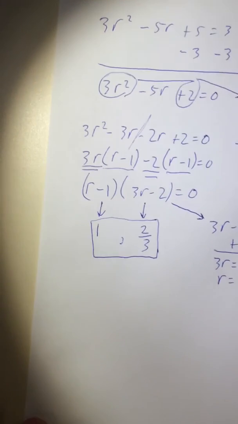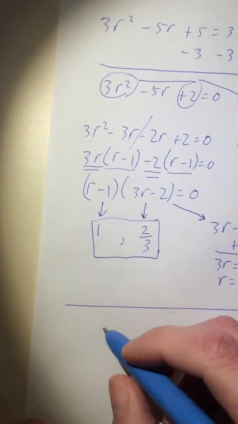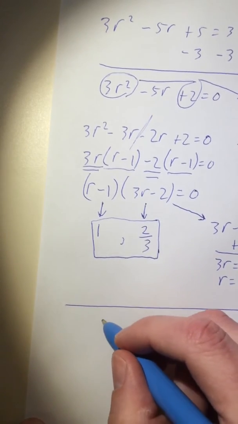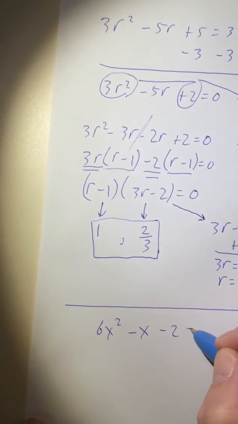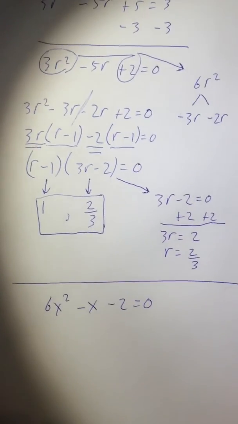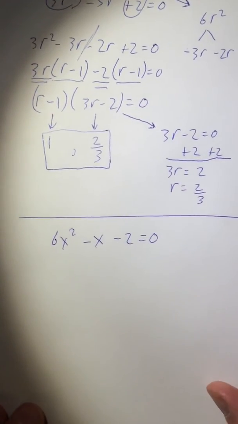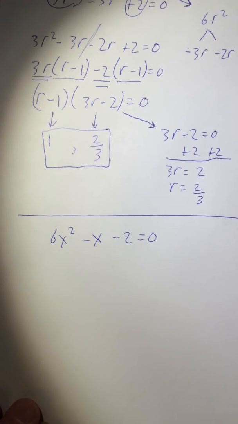Okay, so here's your problem to do on your own. So we have 6x squared minus x minus 2 equals 0. So please take a moment to pause the video and do this problem all by your lonesomes.